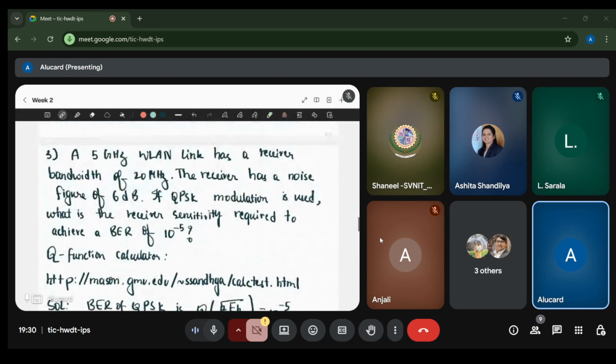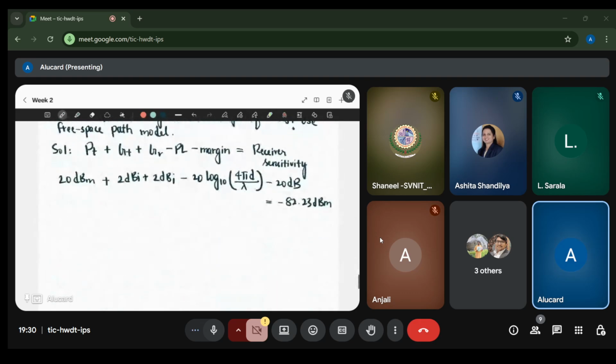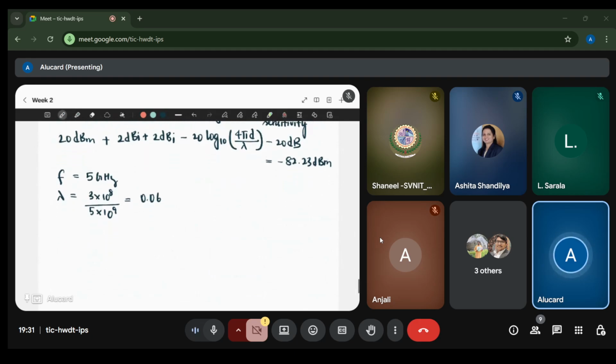They have given 5 gigahertz wireless LAN, so frequency is 5 gigahertz. You can find the wavelength: 3 into 10 power 8 by pi into 5 into 10 power 9, 3 over 50, 0.06. You substitute that. The rest of it is just mathematical manipulation.